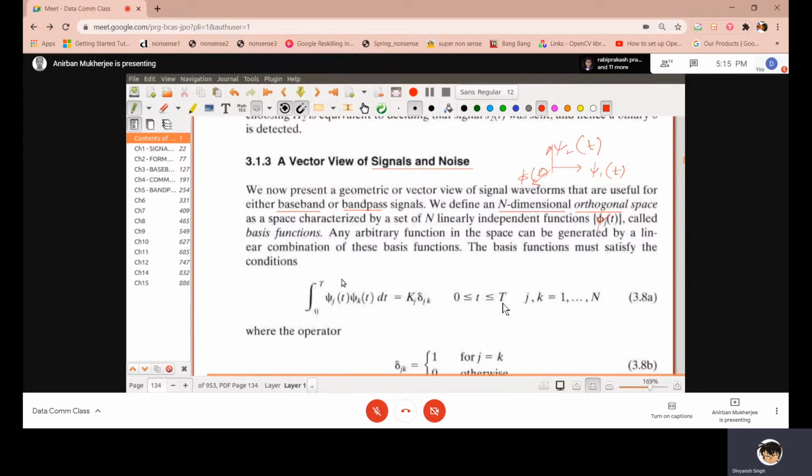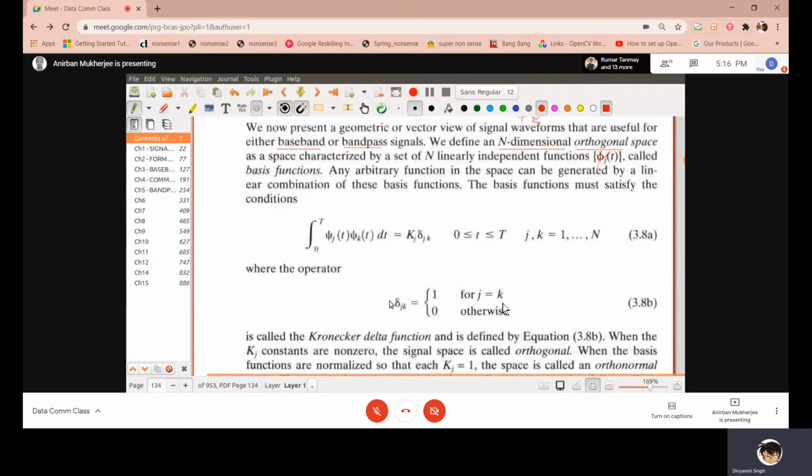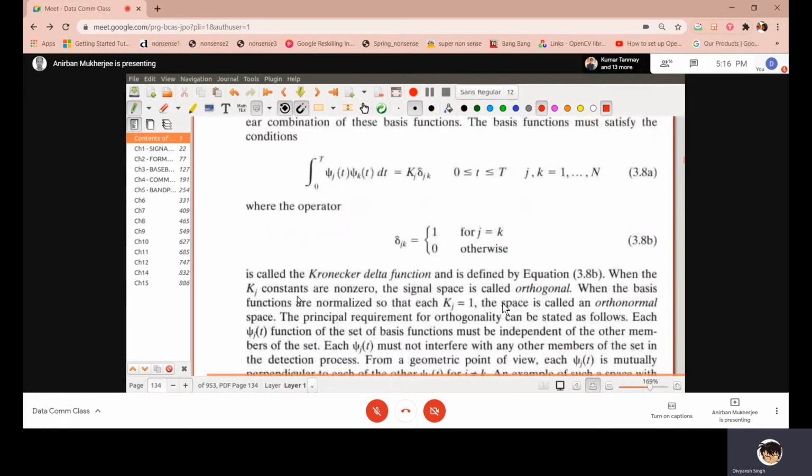Now, see this one, if you consider that integration as summation and t as tk, a discrete one, then you will find this is some sort of a vector dot product of two vectors. Say psi j is a vector, psi k is another vector, summation psi j delta t, psi k delta t. You'll find that this is basically a dot product. Psi 1 dot psi 1 is some non-zero value, or psi 2 dot psi 2 is another non-zero value, but psi 1 dot psi 2 will be 0 when they are orthogonal. Okay, so this is basically the orthogonality condition, and this is the Kronecker delta function that you know. Now when these k j constants are non-zero, then that is orthogonal.